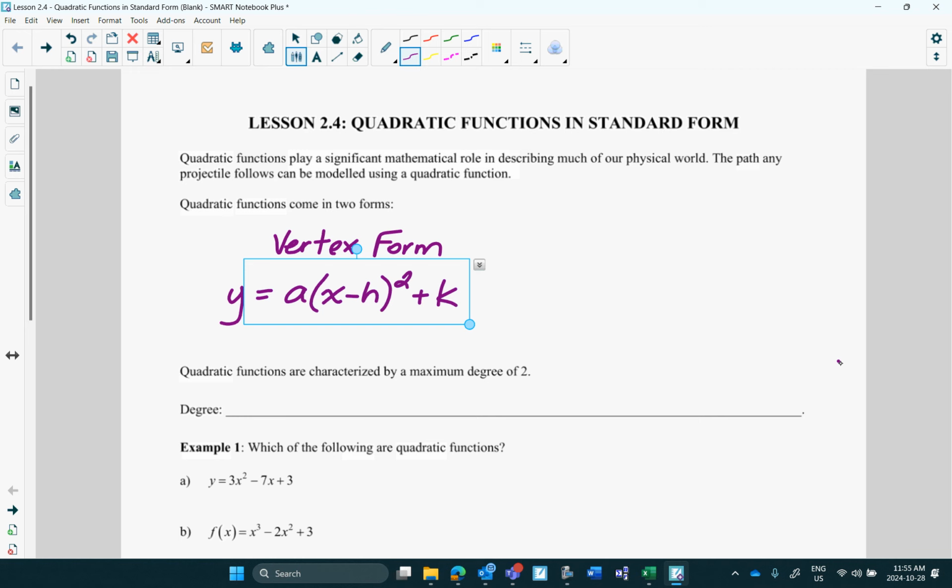So remember, if there's no h, there won't be any parentheses. That means it doesn't move left, right. If there's nothing here, that means it doesn't move up, down. Okay?